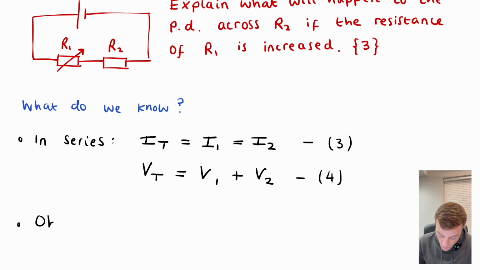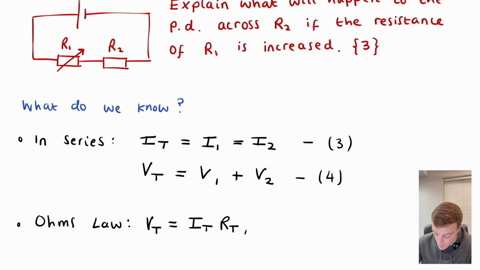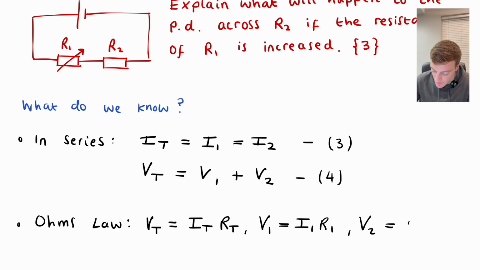Next, we need to recall what Ohm's law is. And it's a really important point that you can apply Ohm's law to the total circuit and to each individual resistor. So what I mean by that is we have Ohm's law for the total, so VT equals IT RT. Ohm's law applied to resistor 1, V1 equals I1 R1. And V2 equals I2 R2.